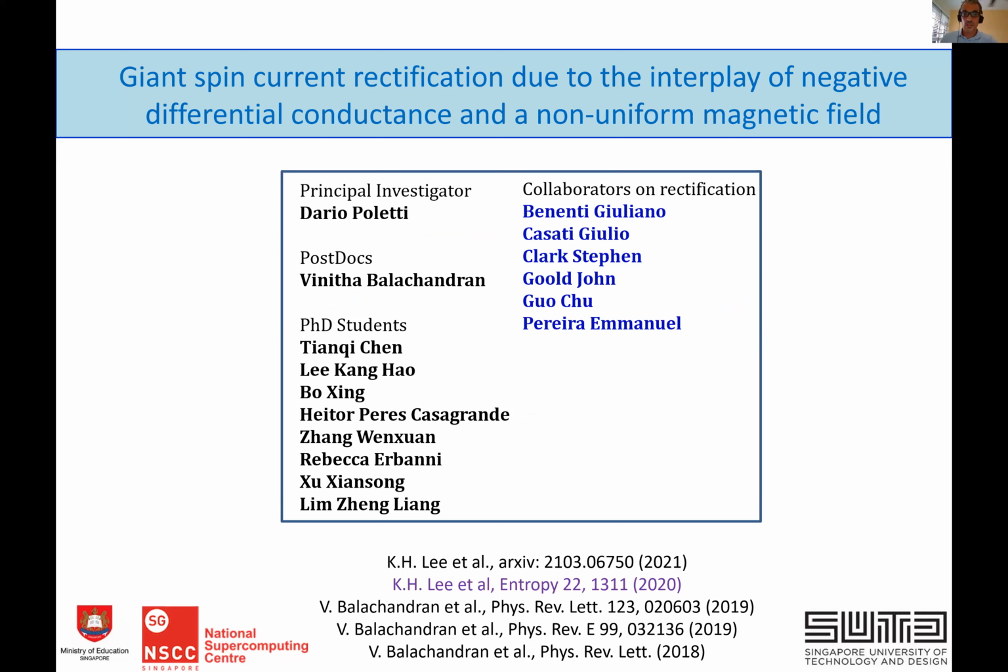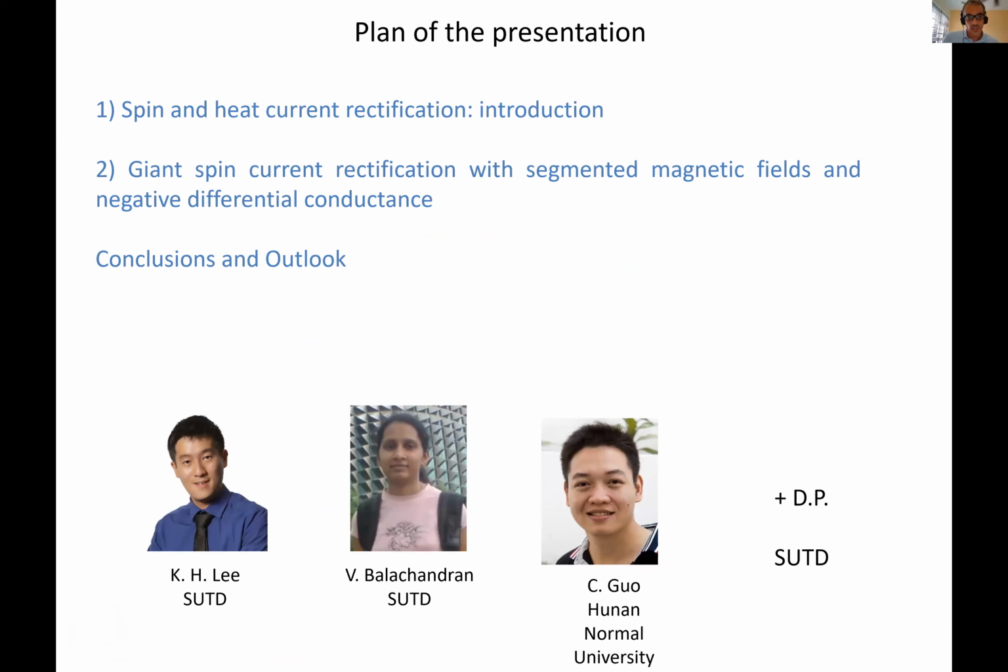I have other collaborators, but these are the ones who thought more deeply and carefully about this issue of current rectification. The idea is I will give you an introduction on spin and heat current rectification in general, and then I will dive into this giant spin current rectification in this particular model, where you have an XXZ chain with interaction all over and some magnetic fields in different directions that, together with the negative differential conductance, will help us to have a very strong rectification. And the people here are those who helped on this particular work.